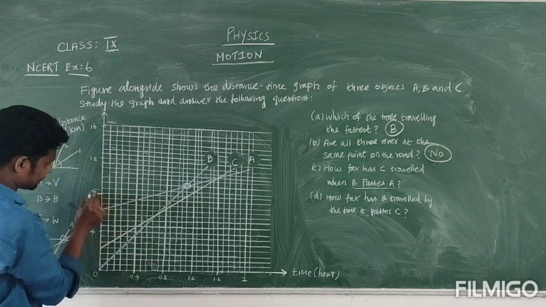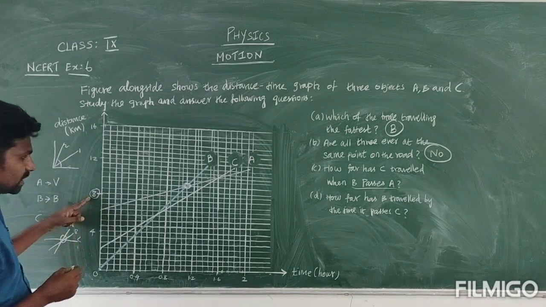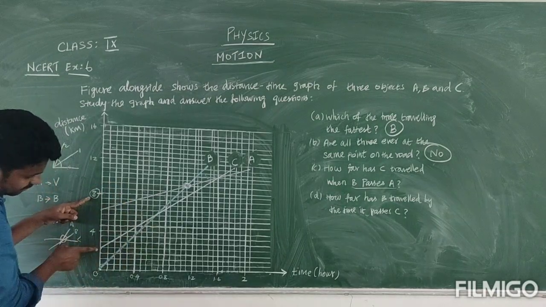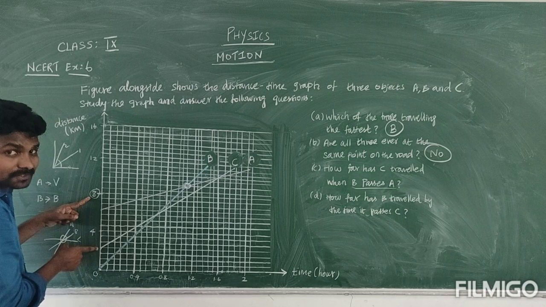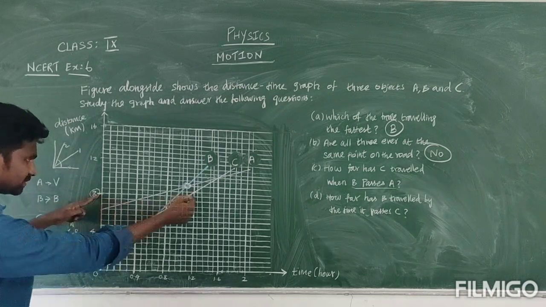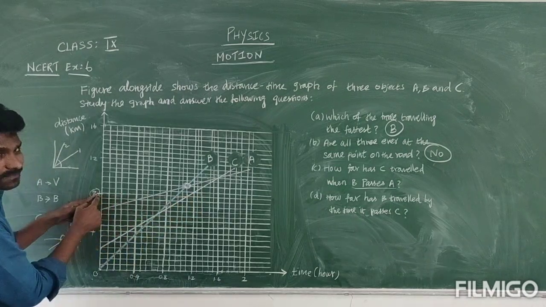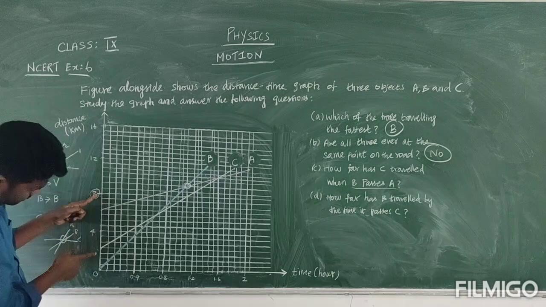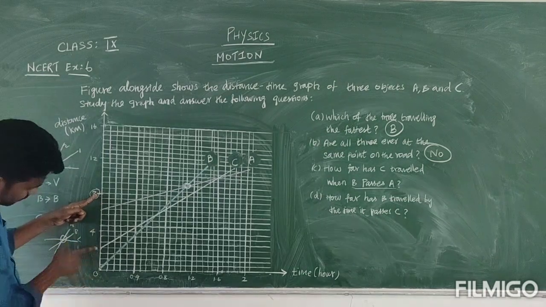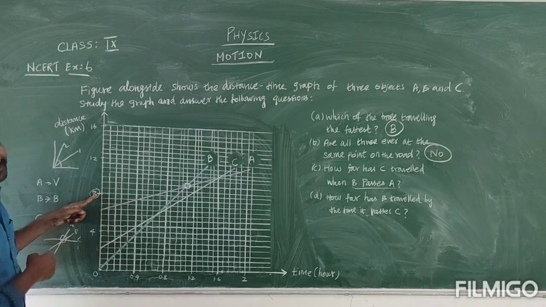Here, this is 8. But that point C is not starting from the origin. It is starting from in between. So how to calculate? If you observe here, this point C is meeting at 8 km, but it's not 8 km because it is not starting from the origin. It is starting from somewhat 1, 2, 3, 4. From the 4th box only it started.